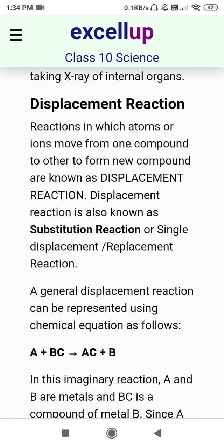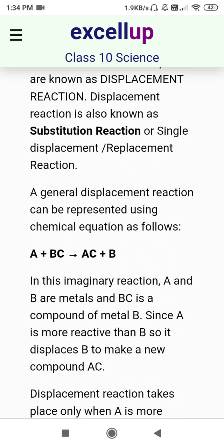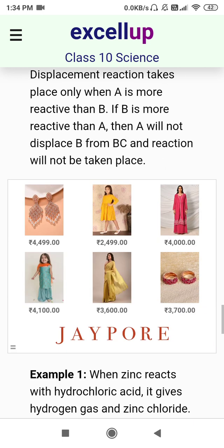General depiction of displacement reaction can be A plus BC is equal to AC plus B. BC is a compound and A is another reactant. In this reaction, A is displacing B from BC and a new compound AC is formed and B becomes free. So this is an example of single displacement reaction. The displacement reaction only takes place when A is more reactive than B. Otherwise, it won't happen. Let us see some real life examples.